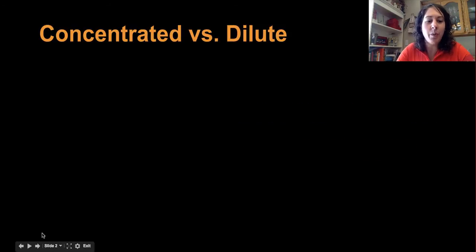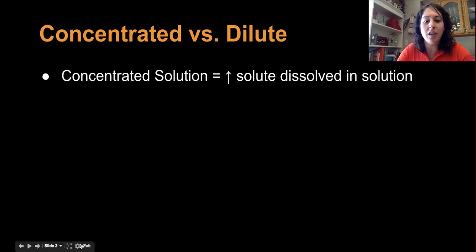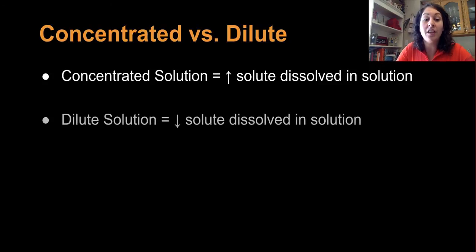So the first thing is we want to know what a concentrated versus a dilute solution is. Concentrated solutions are the ones that have a higher relative amount of solute that's dissolved in a solution. A dilute solution is the opposite of that. In comparison, there's going to be a smaller amount of solute that's dissolved in the solution. Remember, the solute is the thing that dissolves, okay? So things like salt or sugar.